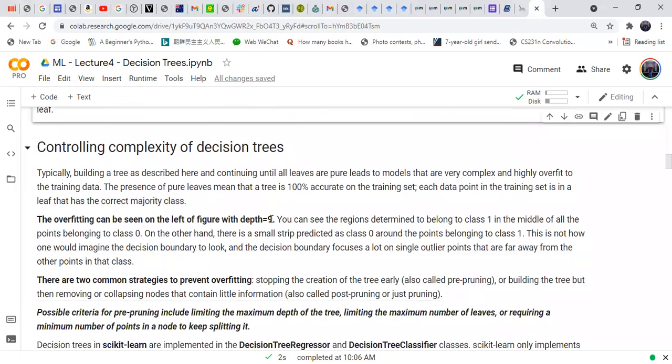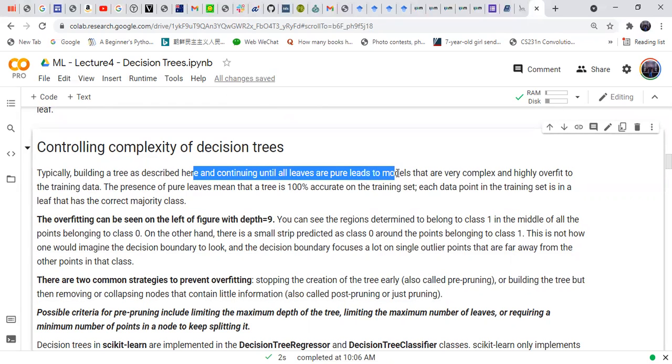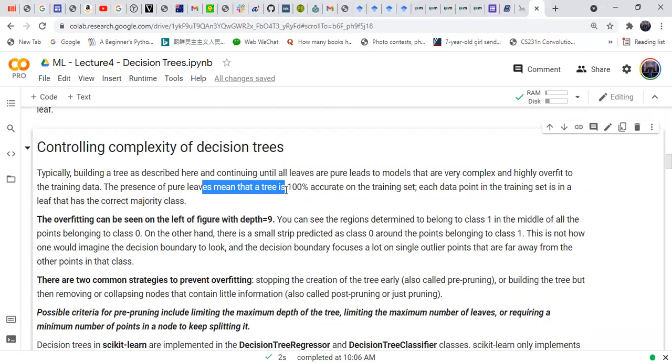Then we come to controlling the complexity of decision trees. Typically, building a tree as described here and continuing until all leaves are pure leads to a model that is very complex and overfitting. Getting very pure leaf nodes that contain all the data points from the same class leads to overfitting. The presence of pure leaves means that the tree is 100% accurate on the training set. Each data point in the training set is in a leaf that has the correct majority class.